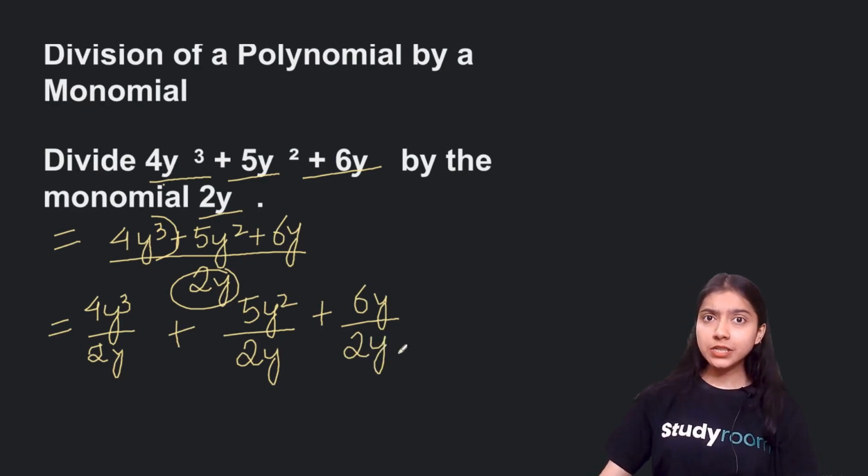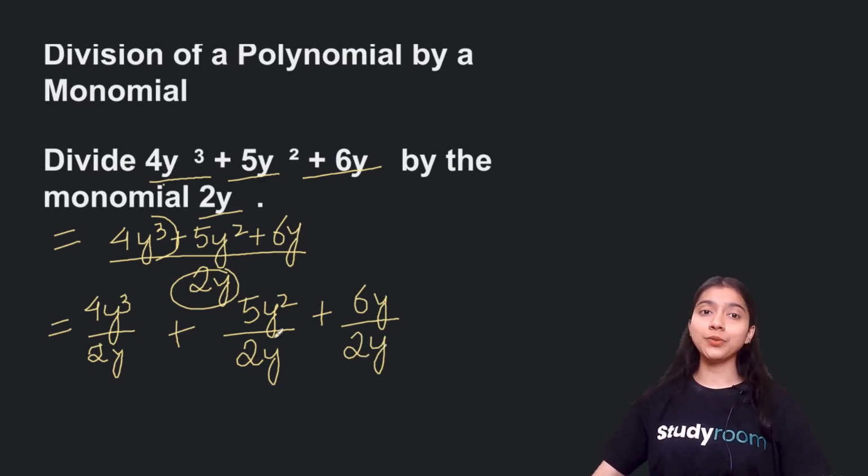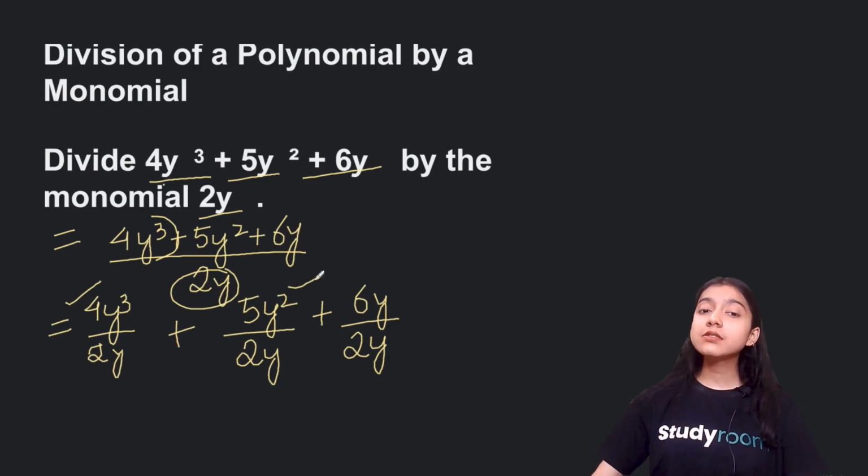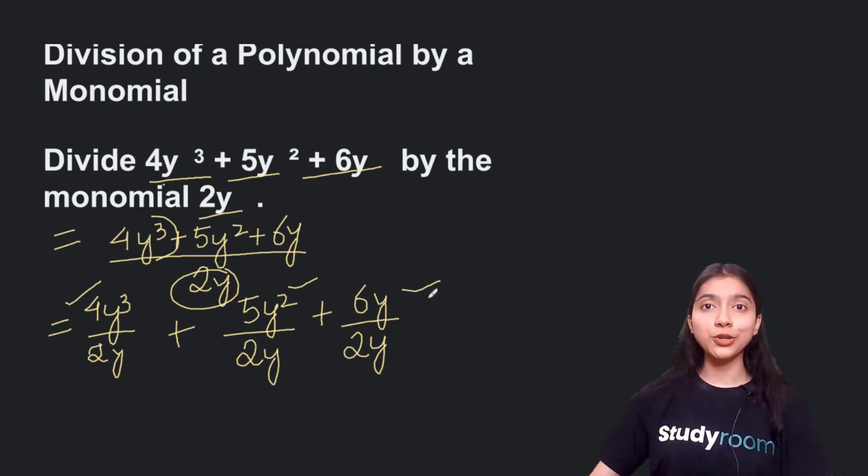Now can you observe one thing? We have got the division of a monomial and monomial. This first thing is division of a monomial. Again, this is also monomial division, and this third term is also monomial division, which I have already taught you. Now you will be able to solve it very easily.